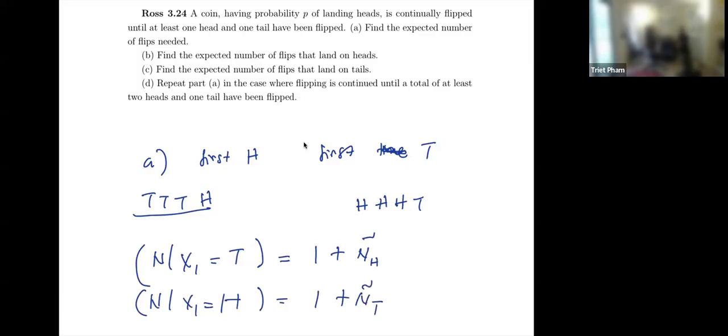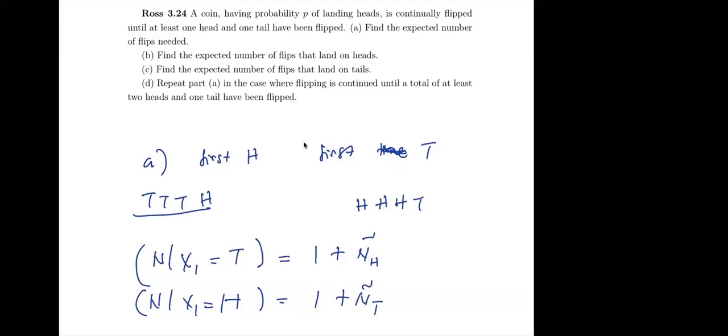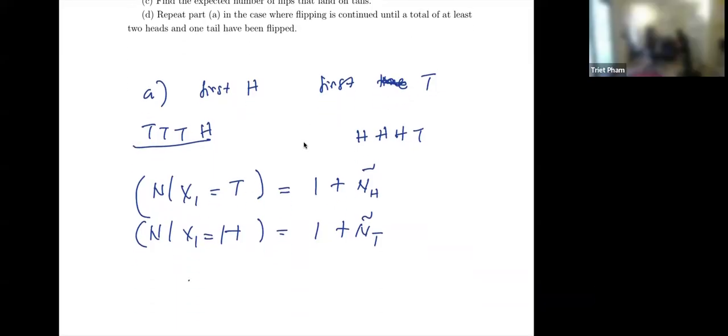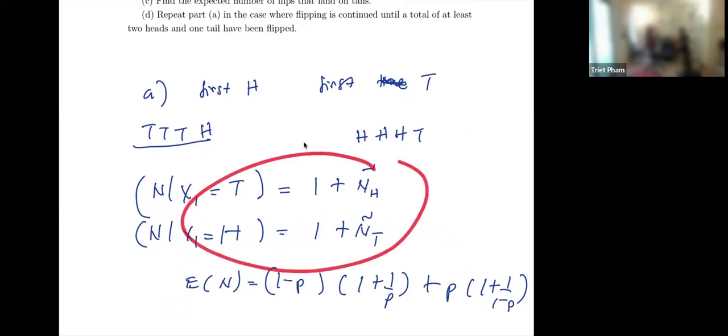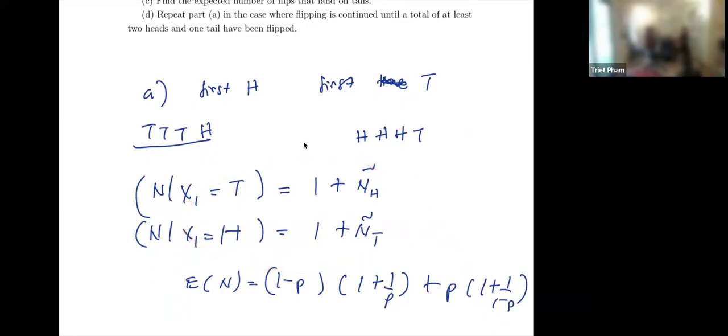Are we clear on this? Yeah, that's fairly intuitive. All right, so the answer then will be, expectation of N is 1 minus p, for tail, times 1 plus 1 over p, plus p times 1 plus 1 over 1 minus p. We can say it directly like that because all these numbers are easy to know. Good.